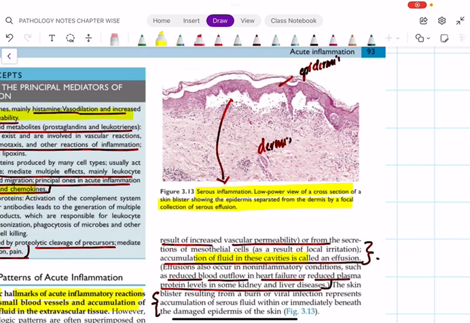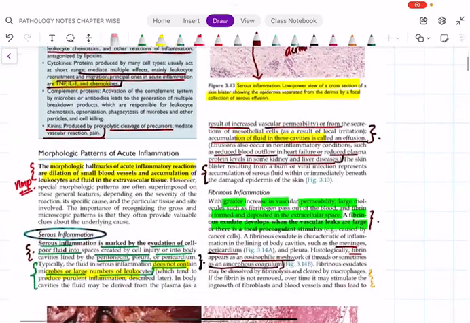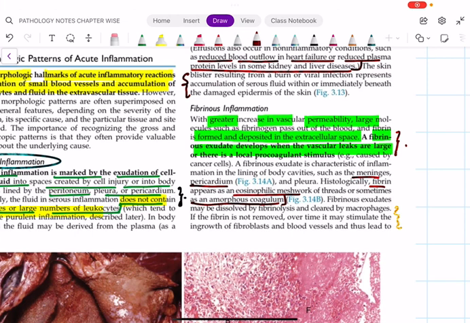So you can see the histopathological picture where you can see this is the epidermis, this is the dermis. In between that you can see some spaces, or vacuolar spaces you can see here. And that is actually what we call the serous inflammation. It is fluid which is free of any cellular debris or microorganisms. Fine? Yes. The second is what we call the fibrinous inflammation.